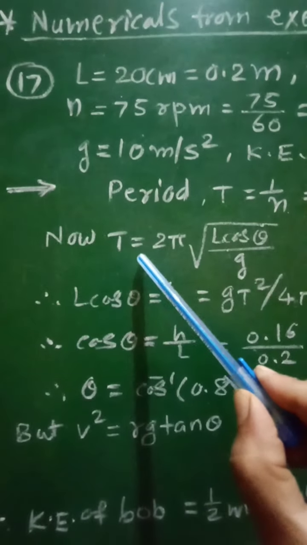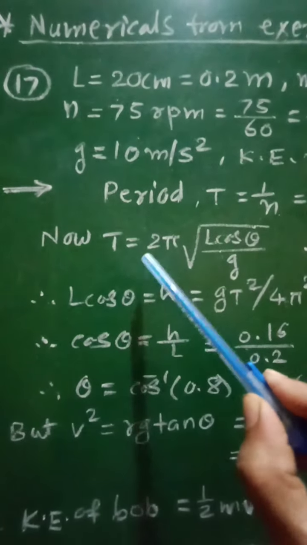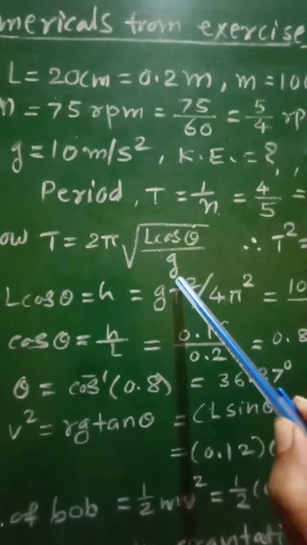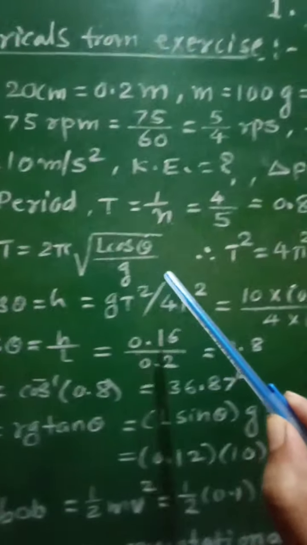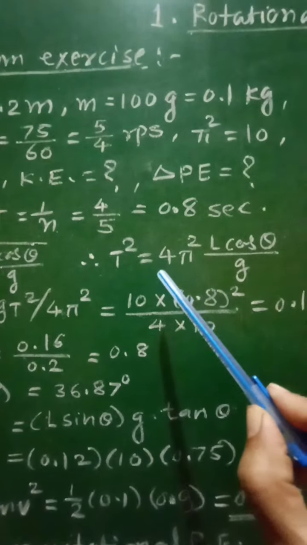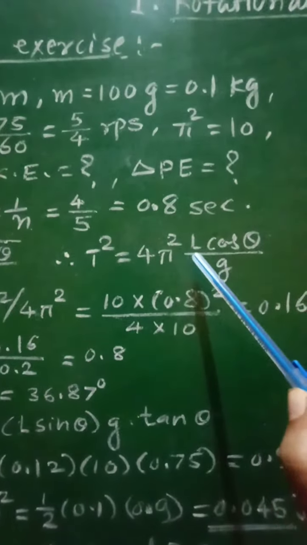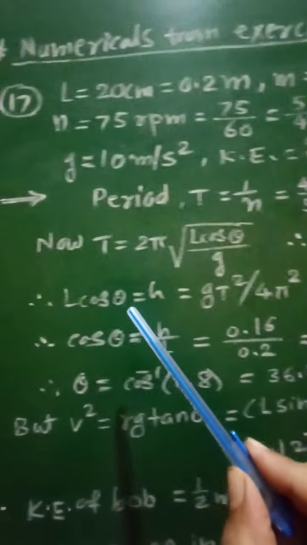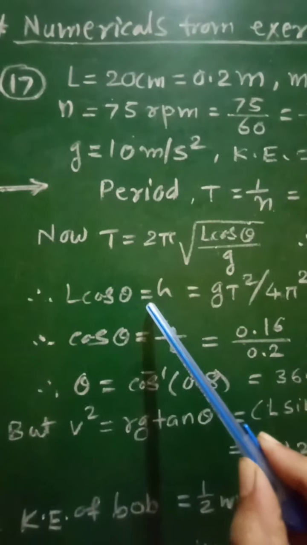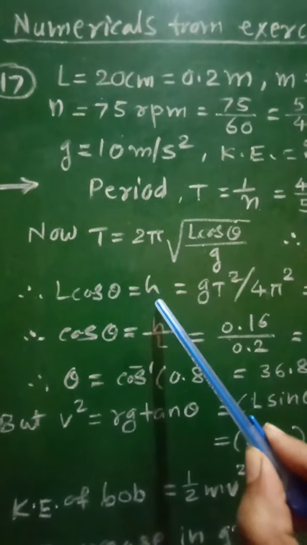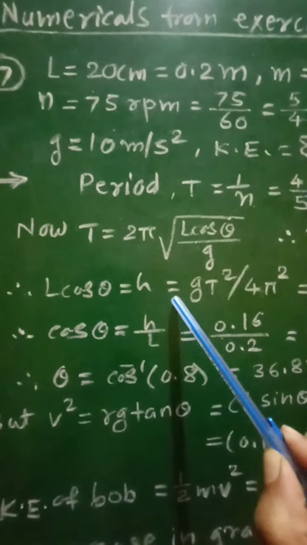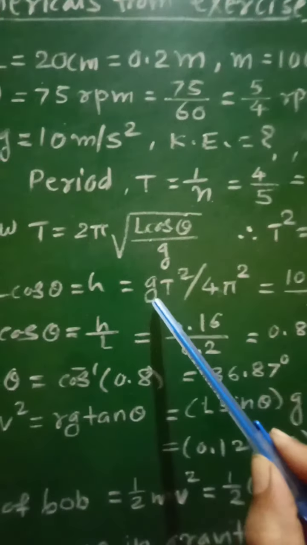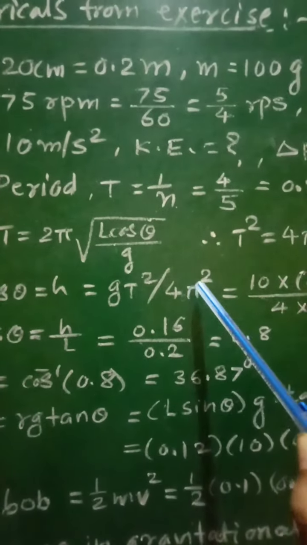Now the period of conical pendulum is given by the formula T equal to 2 pi square root of L cos theta upon g. Therefore squaring this equation we will get T square equal to 4 pi square L cos theta upon g. From this equation L cos theta, which is nothing but h, that is vertical height of the conical pendulum, is equal to g T square upon 4 pi square.